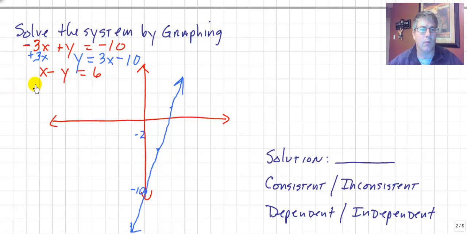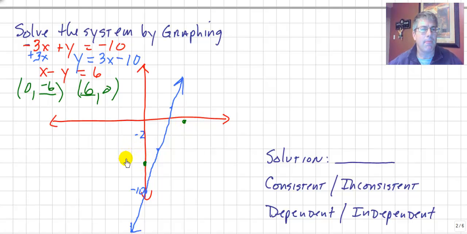The second line, I'm going to just graph using the x and y intercepts. So if I put 0 in for x and solve for y, well, y is going to have to be -6, and I'm going to go by 2. That'll be that particular point right there, and I'm going to put 0 in for y and solve for x, and that is going to be 6, so that'll be that point right there.